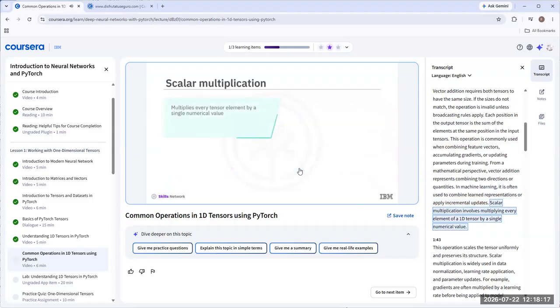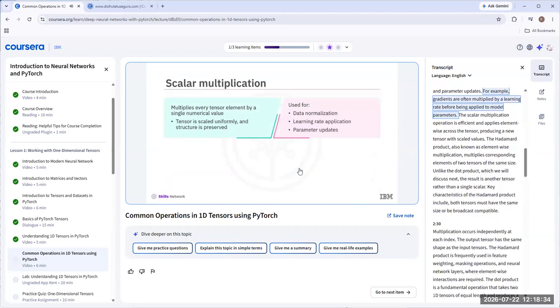Scalar multiplication involves multiplying every element of a 1D tensor by a single numerical value. This operation scales the tensor uniformly and preserves its structure. Scalar multiplication is widely used in data normalization, learning rate application, and parameter updates. For example, gradients are often multiplied by a learning rate before being applied to model parameters. The scalar multiplication operation is efficient and applies element-wise across the tensor, producing a new tensor with scaled values.